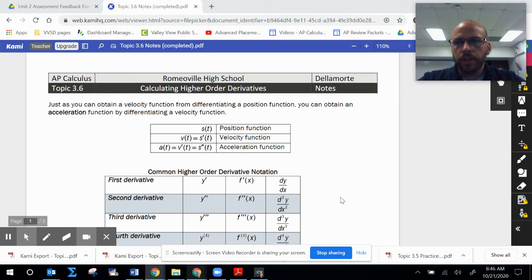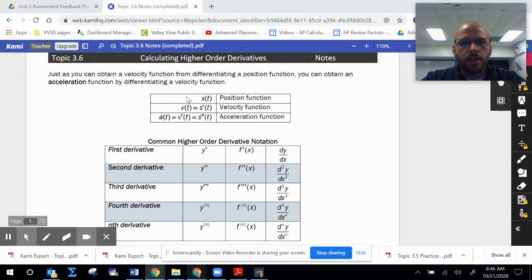Hello. Today we're going to talk about calculating higher order derivatives, which ultimately means we're just going to take the derivative over and over and over again. I want to talk about notation. We're also going to talk about just a little bit of application, but we'll touch on that more in a later topic.